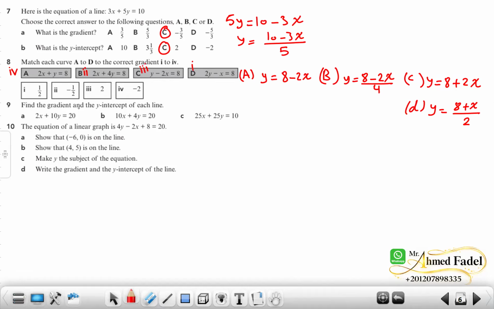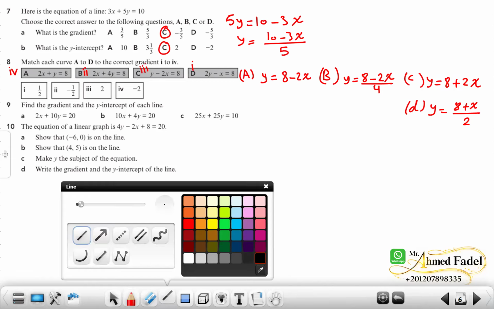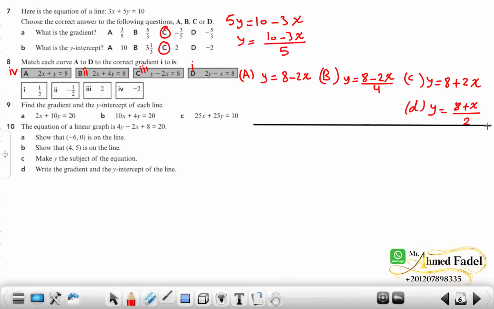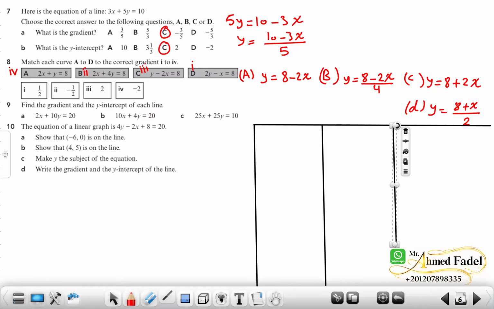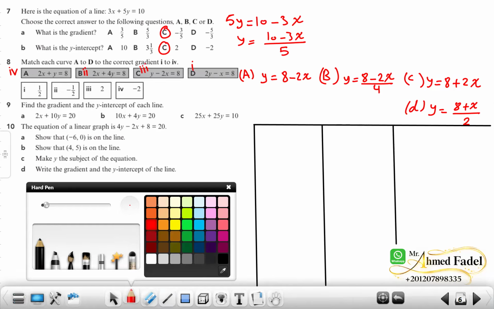Find the gradient and the y-intercept of each line. Same thing exactly. Make y the subject, and then you find the gradient and the y-intercept. Let's do this quickly. I'm going to make a section for each one of them. Let's do this for A, this for B, and the last one is for C. Let's do it.